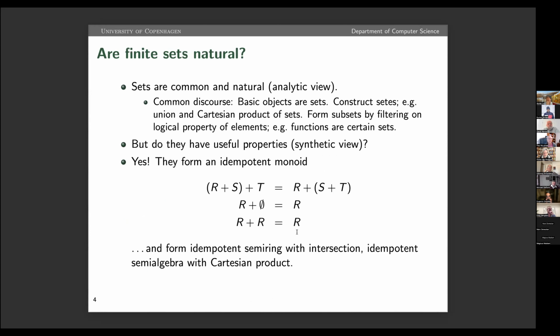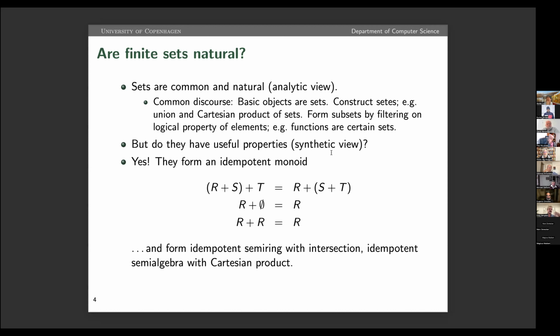So are finite sets natural? And this is the analytic way. You could say, yeah, everybody knows sets. It's like using English. Is English natural? I don't know, but everybody uses it. So in that sense, it's natural. As a language, technically, it's probably not a very natural language, English, I mean.